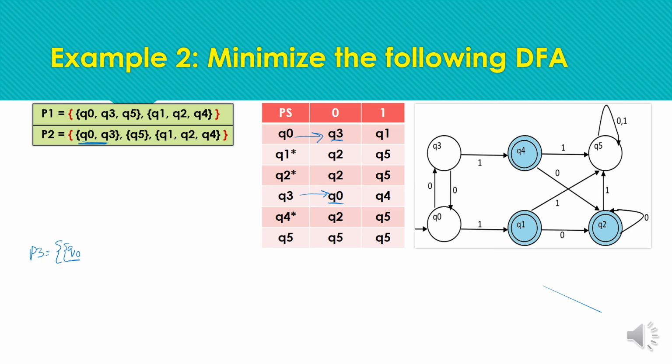Now let's check for the input symbol 1. From Q0 we are moving to the state Q1, and from Q3 we are moving to the state Q4, and we can check in partition 2 that Q1 and Q4 are part of the same group. So yes, Q0 and Q3 are compatible for partition 3 as well, so we can write them in the same set. Now as Q5 is the only state, we need not check its compatibility with any other state.